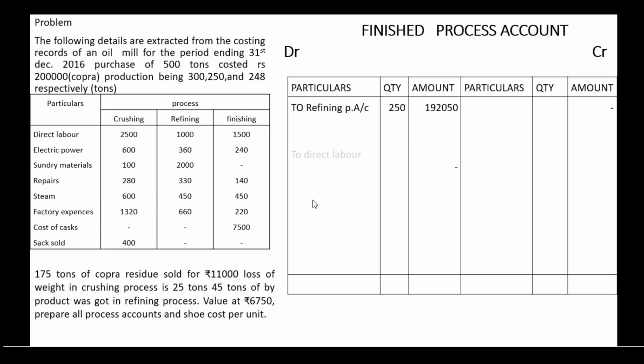And next we enter the expenses. The first thing is the direct labor. The direct labor for the finishing process is 1,500. And the next one, electric power, the amount for the finishing process is 240 rupees. Then sundry materials, the amount for the sundry materials is nil. They have not given any amount here, so we show nil. Next one, repairs. To repairs, the amount for the finishing is 140 rupees.